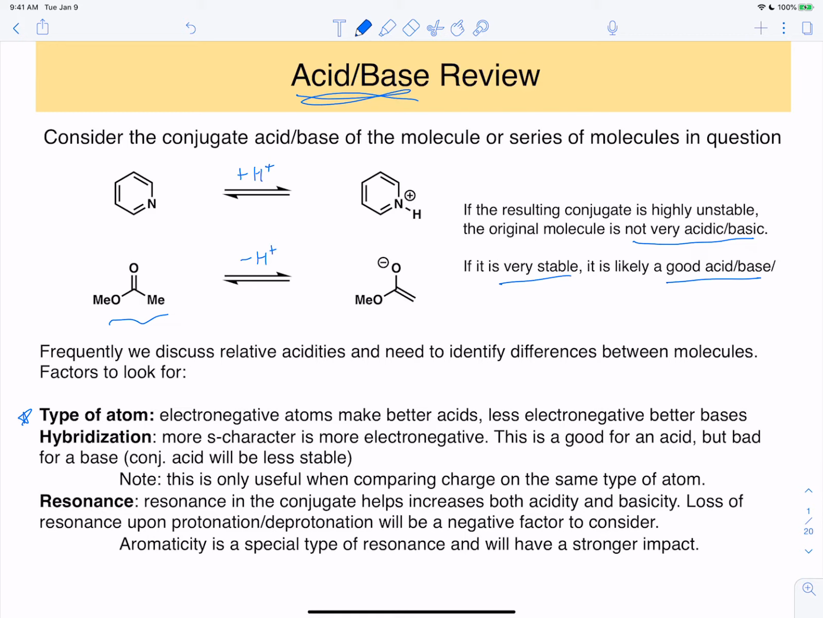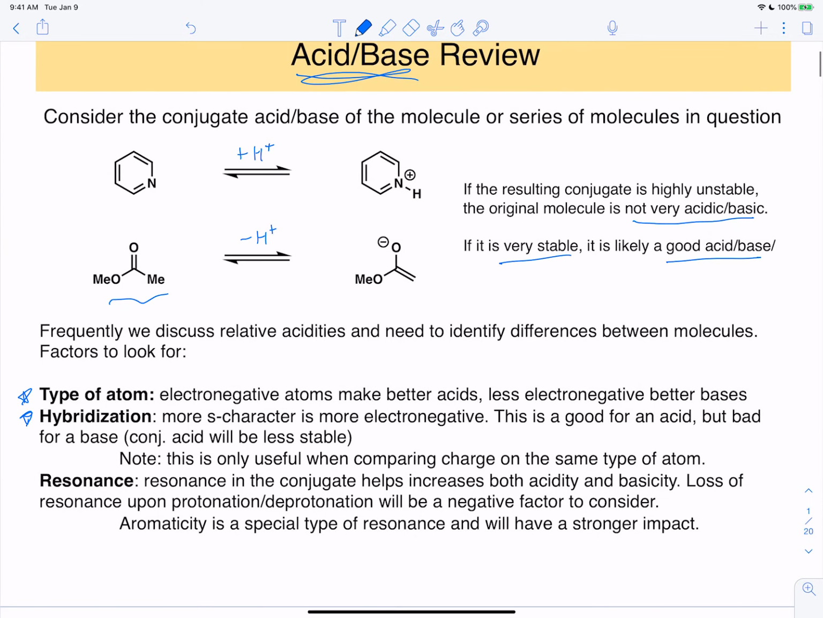Now if we're looking at the same type of atom, they're all the same element in a series, we need to consider some other factors as well. Hybridization will be our next thing to consider. As we talked about in the previous video, atoms with more s character will be more electronegative. So an sp nitrogen will be much more electronegative than an sp3 nitrogen. That means that the sp3 nitrogen is going to be less electronegative, meaning it's a better base.